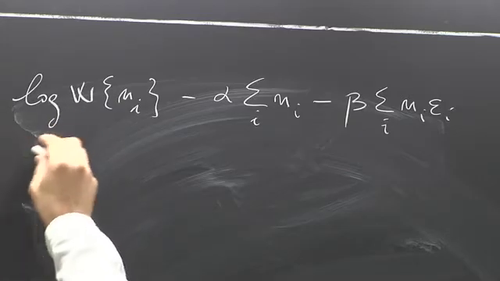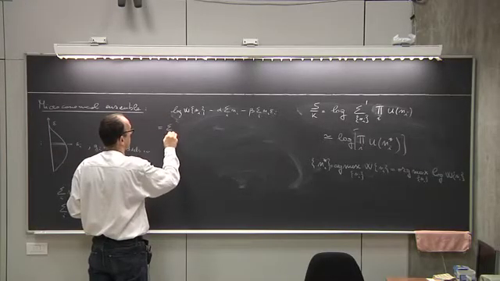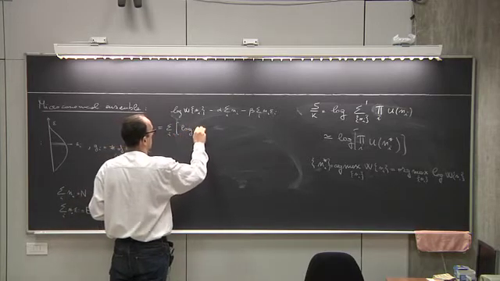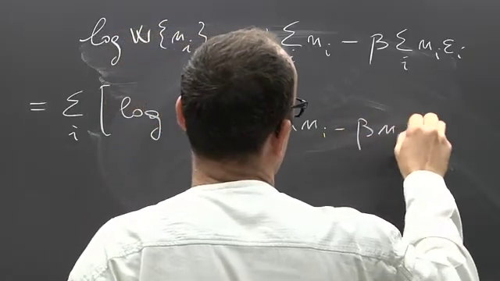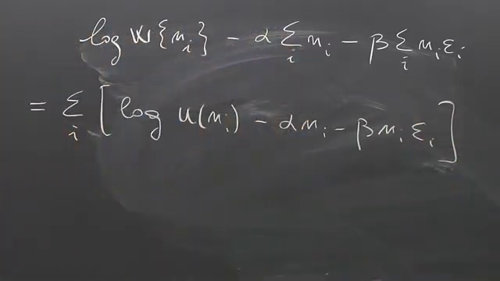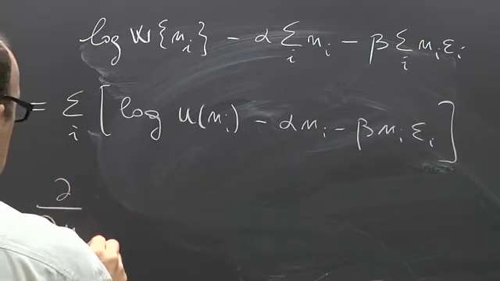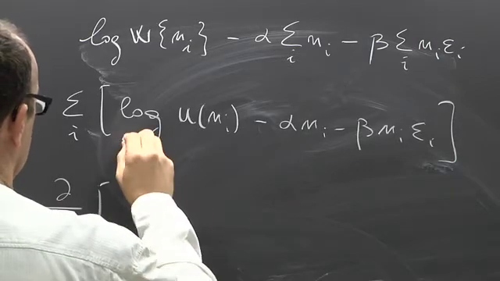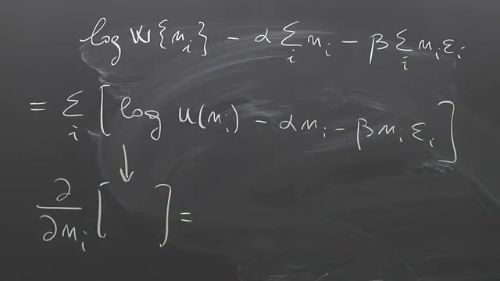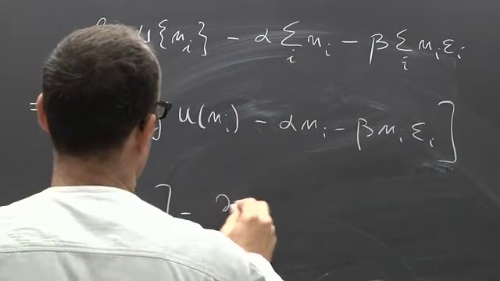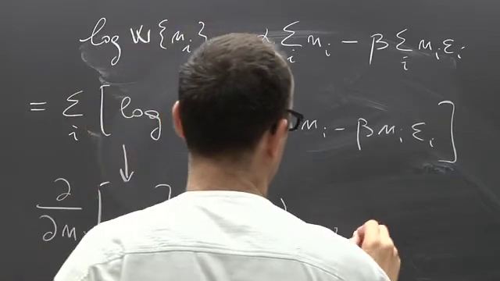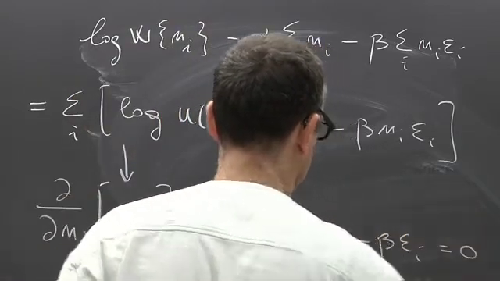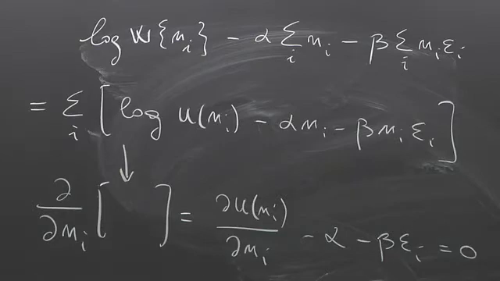Okay, this is clearly equal to the sum over i of log of u of n_i minus alpha n_i minus beta n_i epsilon_i. So that now if I take the partial derivative of this with respect to n_i, then I get d log u / d n_i minus alpha minus beta epsilon_i is equal to 0. So this is the equation which I have to satisfy.